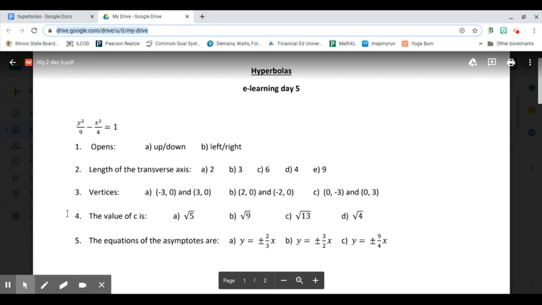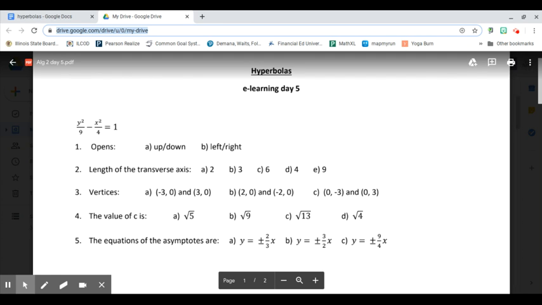All right, number 4, what's the value of c? Remember that a, b, and c form a Pythagorean relationship. a squared plus b squared is equal to c squared. So what is the value of c? And if you guessed C again, the square root of 13 is c. 9 plus 4 is 13, and then take the square root of that.